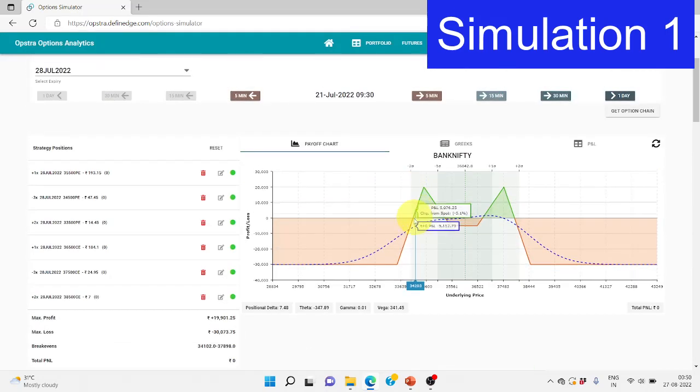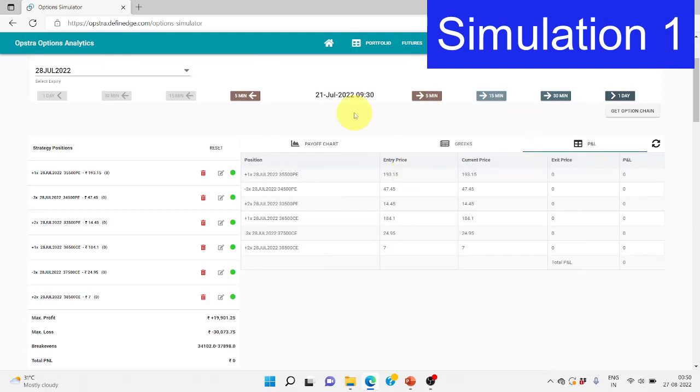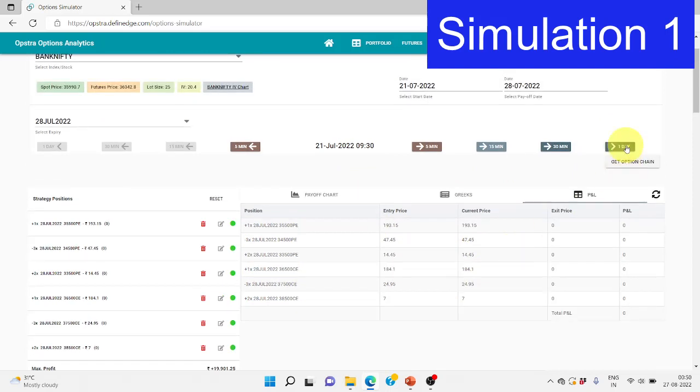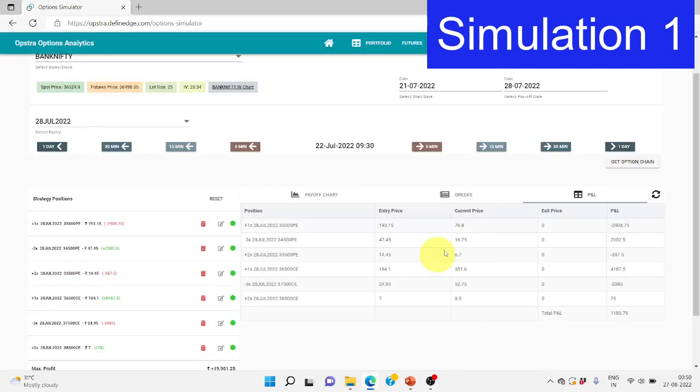You can see this is what I was saying, a kind of butterfly or Batman payoff chart, whatever you want to call it, you can name it. So at 9:30, the legs that will be moving are only the buy legs, the ones that are 2,500 points away from the strike. So this is 14 rupees and 7 rupees. We'll see next day. You can see that 14 rupees has gone to 6 or 7 rupees.